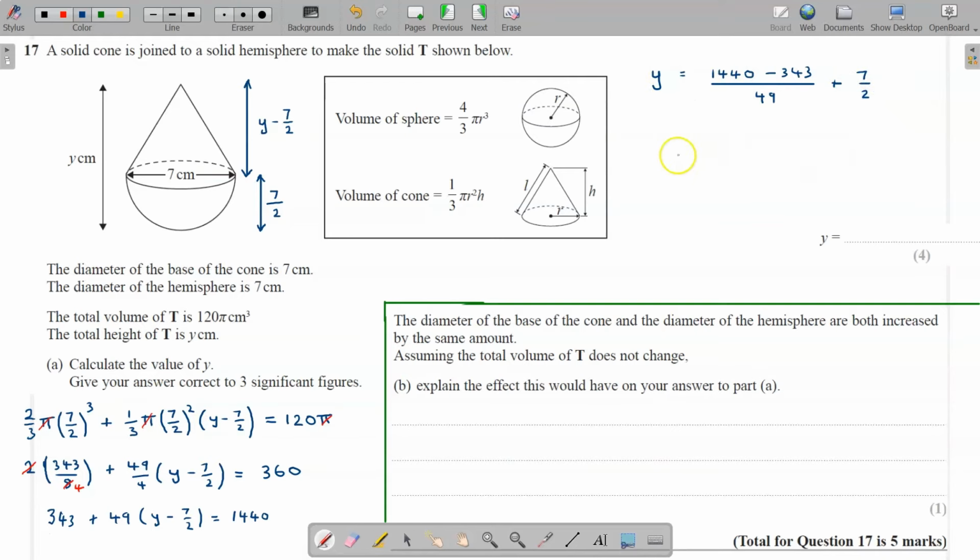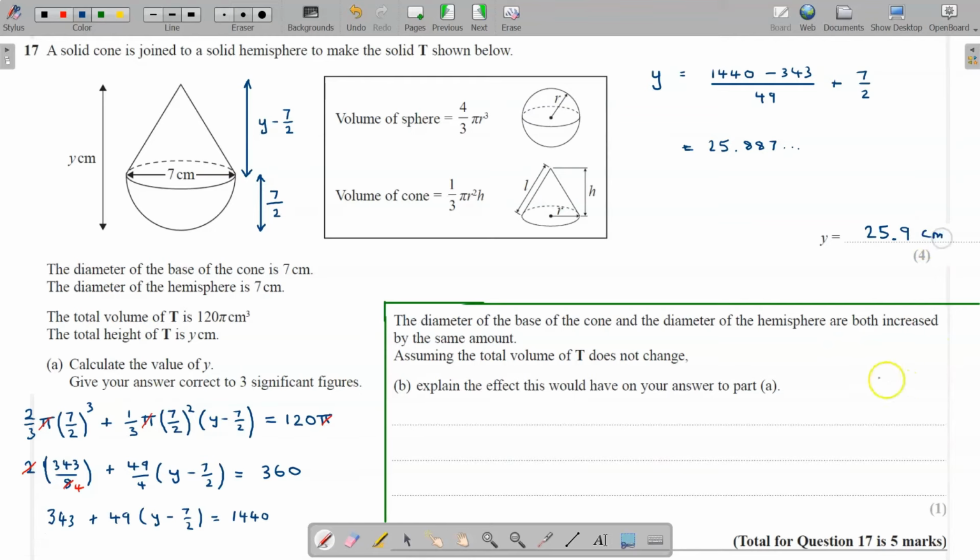Now you can put that on the calculator, and that will come out with 25.887, and then it keeps going, but you want it to 3 significant figures, so 25.9, and it's the height, so it's in centimeters.